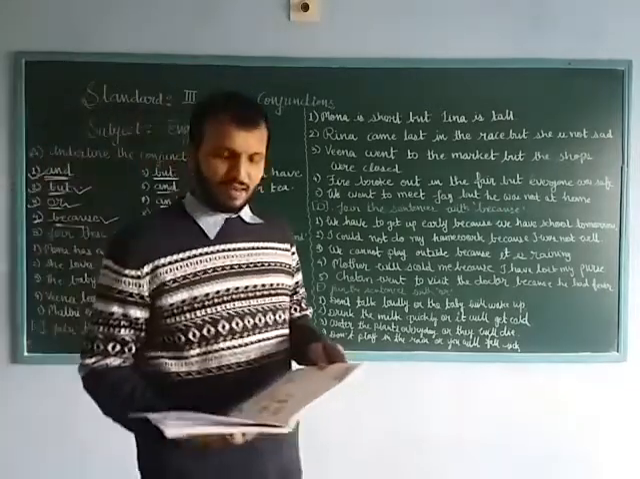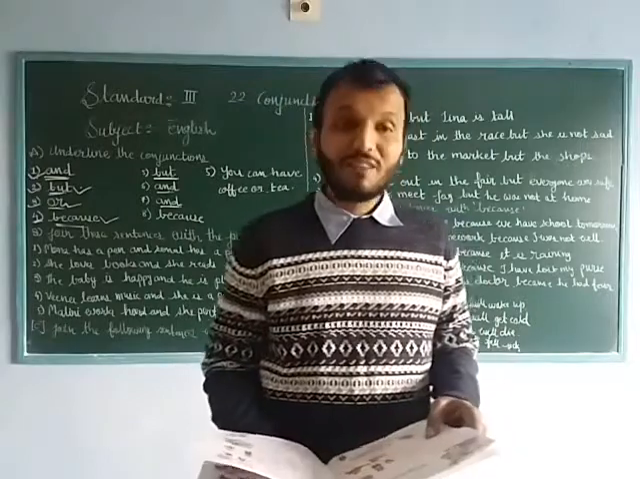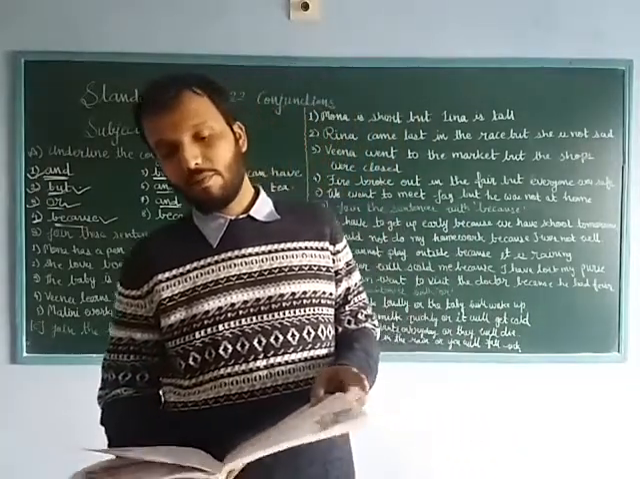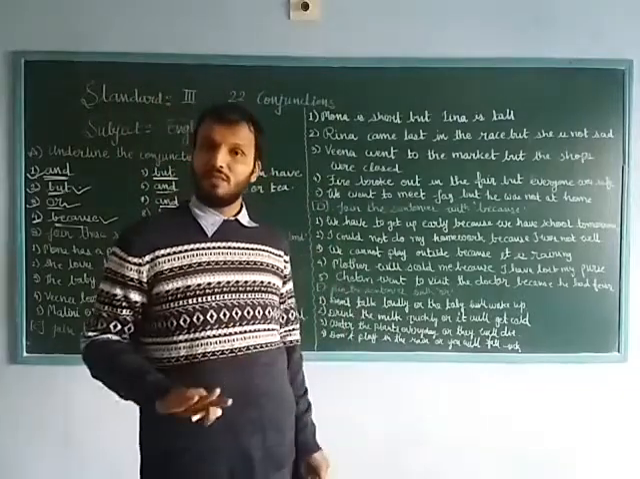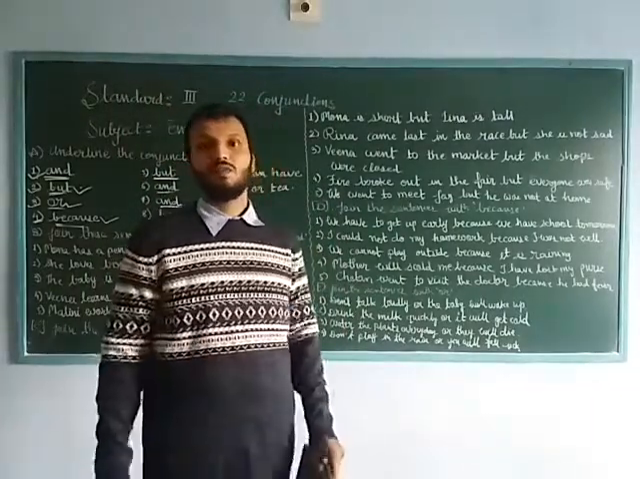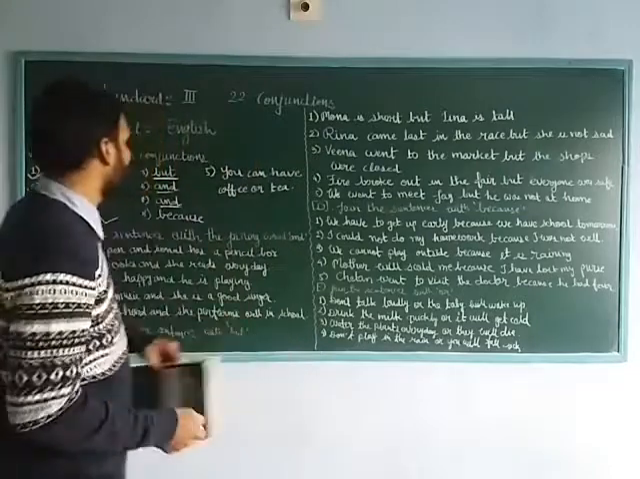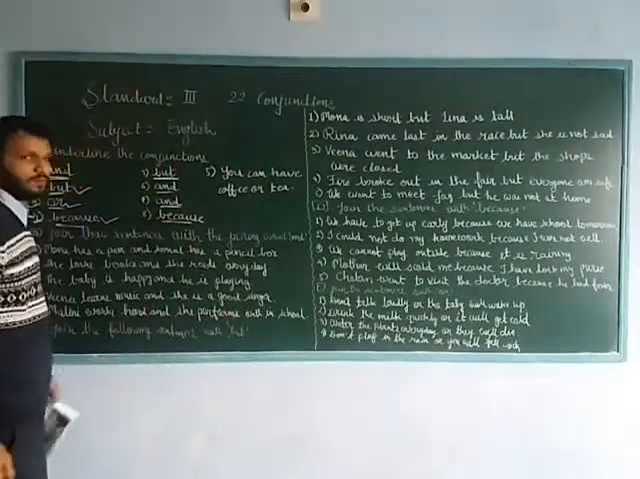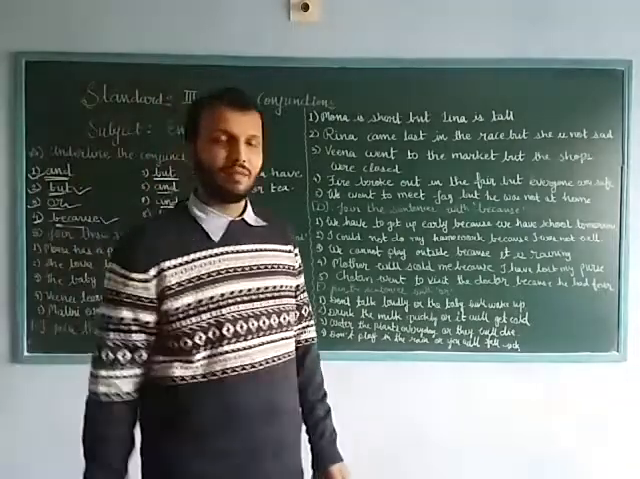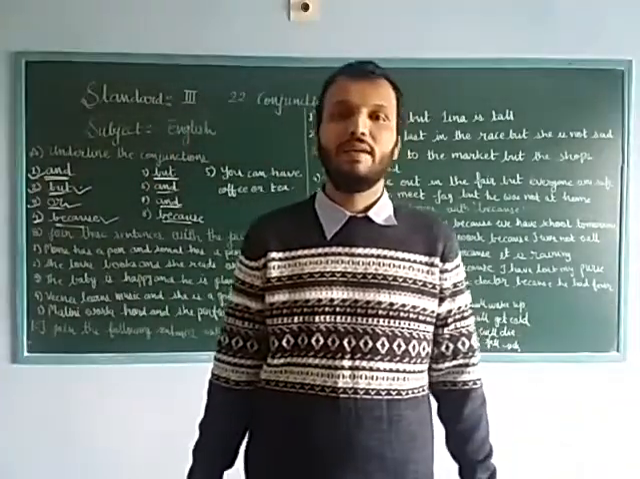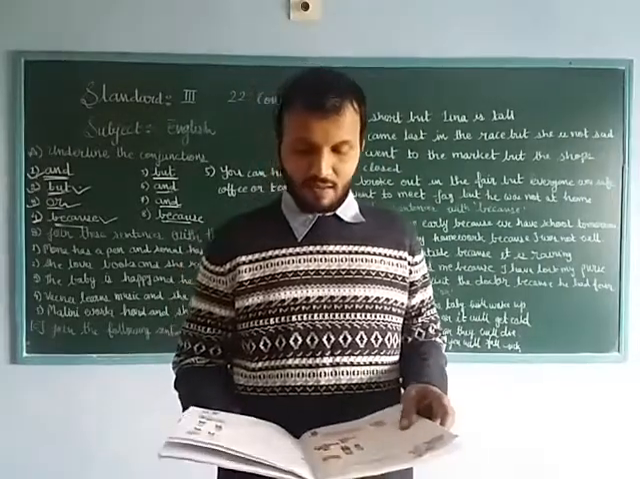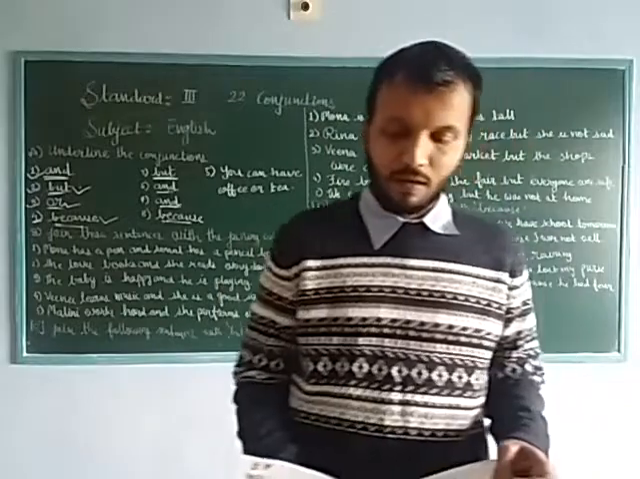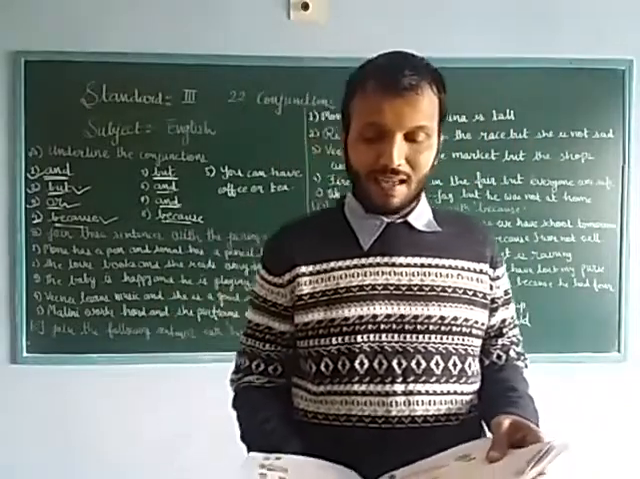Okay, then eighth number, Jia was absent because she was unwell. So what is the conjunction in this sentence? "Because". So there, "because", we have to underline that. Okay. Then let's learn how to join the sentences with "and". First number, Varun has a bat.